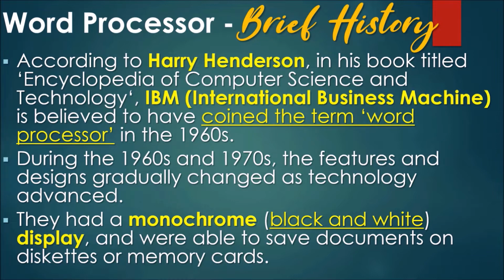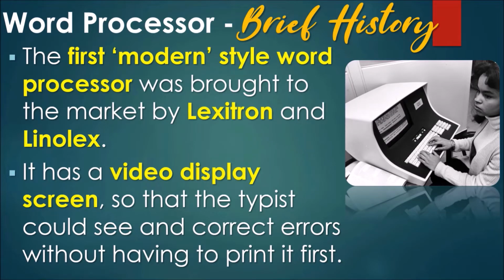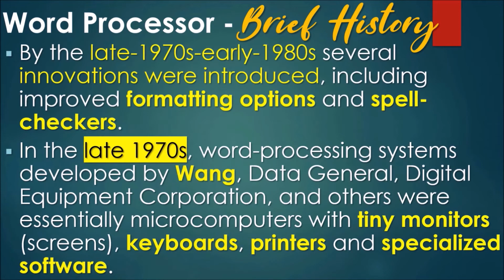During the 1960s and 1970s, the features and design gradually changed as technology advanced. They had a monochrome or black and white display and were able to save documents on diskette or memory cards. The first modern-style word processor was brought to the market by Lexitron and Linolex. It has a video display screen so that the typist could see and correct errors without having to print it first. By the late 1970s to early 1980s, several innovations were introduced, including improved formatting options and spell checkers.